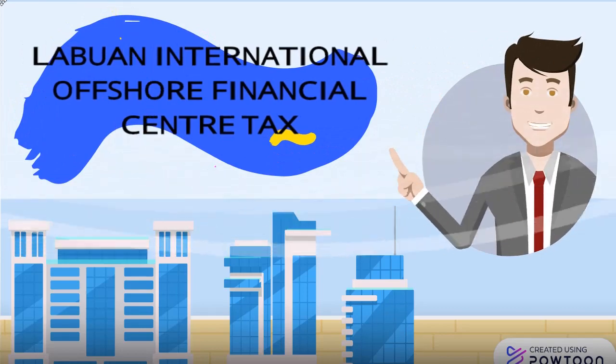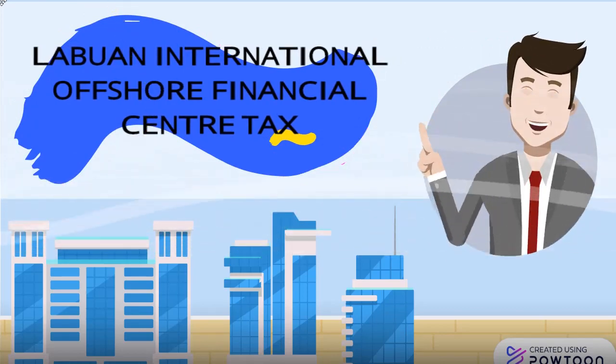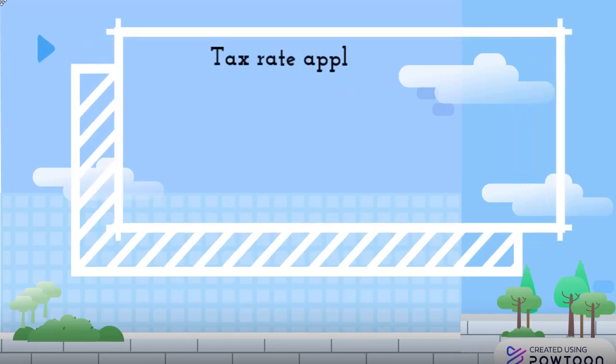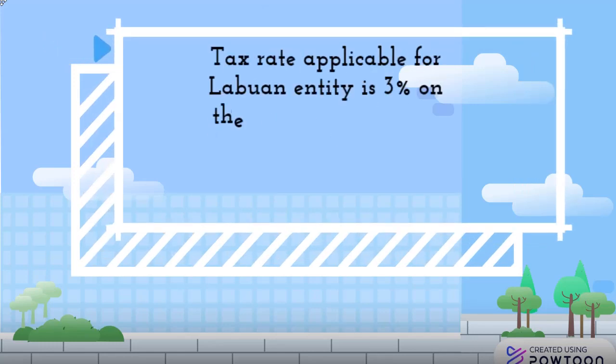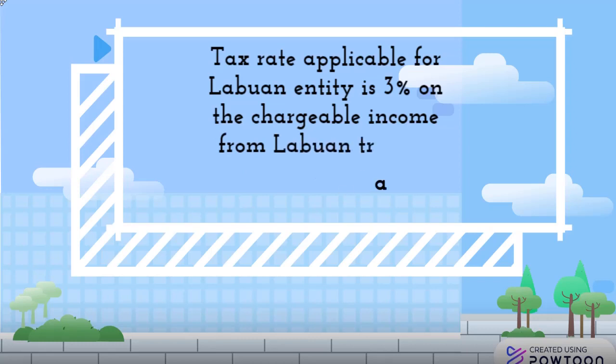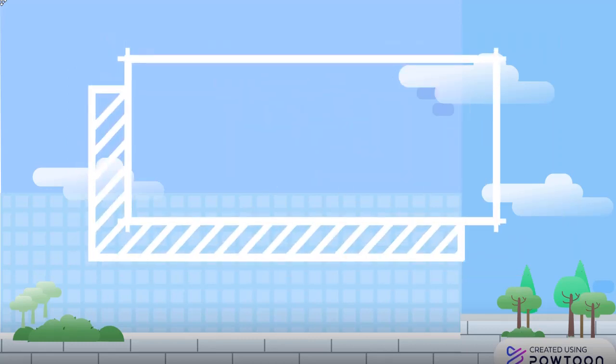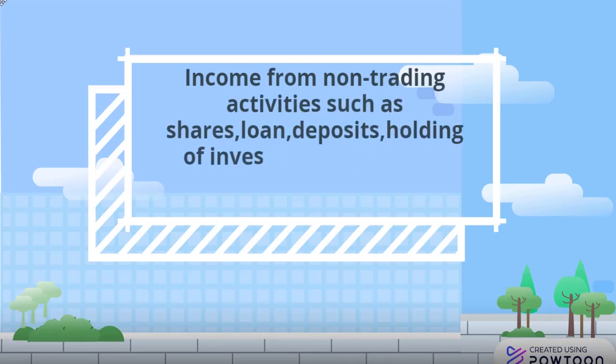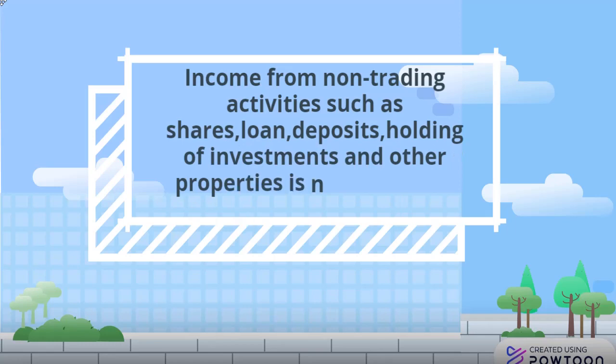Labuan International Offshore Financial Centre tax. The tax rate applicable for a Labuan entity is 3% on the chargeable income from Labuan trading activities only. Income from non-trading activities such as shares, loans, deposits, holding of investment, and other properties is not subject to tax at all.